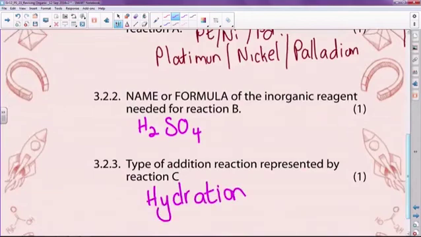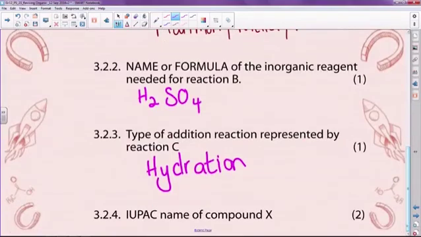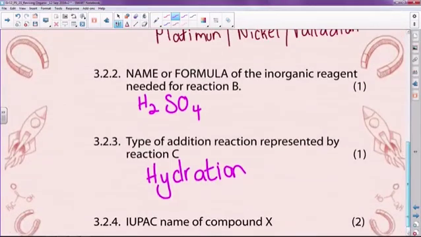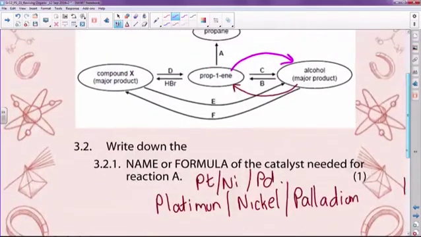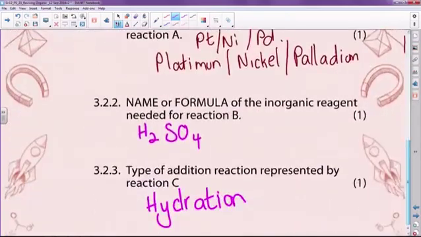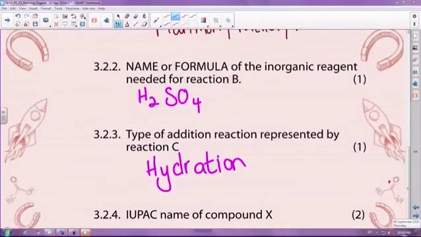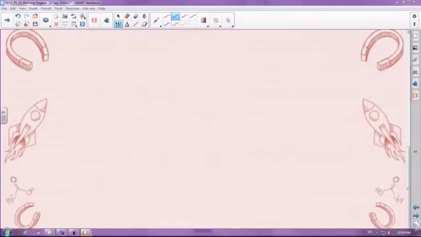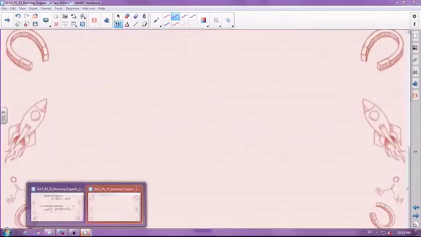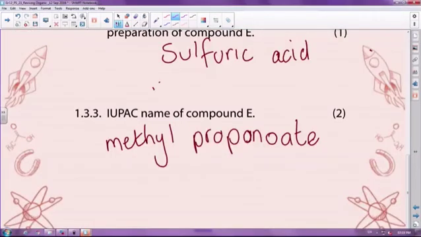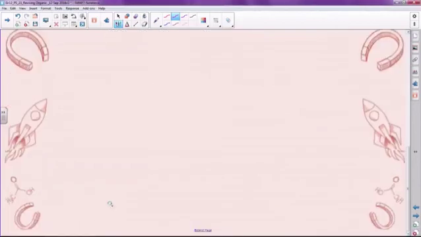Then they say give the IUPAC name of compound X. So we had propene and we added HBr. So here, I've done it again. Sorry, there we go. Now, because we want to, I've gone to the wrong one. There we go.